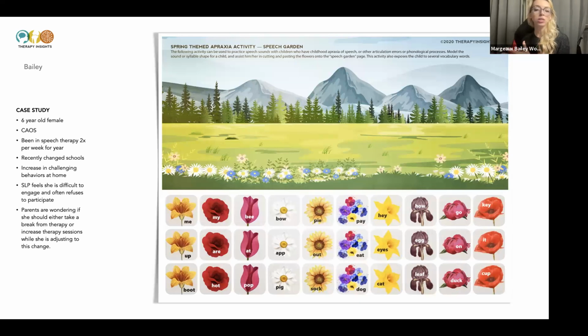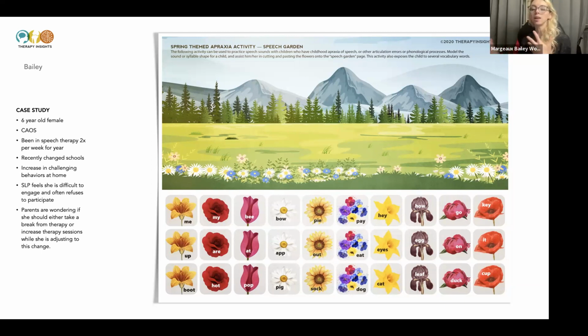So we all chose some different resources from our archives, and the one on the screen now is something I chose. This is a 1-page resource, a really nice, simple activity. It's a spring-themed apraxia activity, and we call it the speech garden. It has some CV and VC syllable shapes with pictures of flowers. Some examples are me, my, bee, bow, pie, etc. It has some instructions at the top, and the child can place the flowers in the picture in whatever way they want by practicing each syllable shape or word.